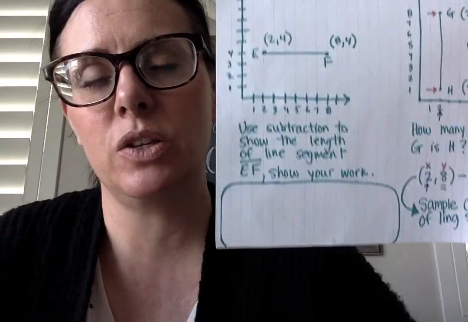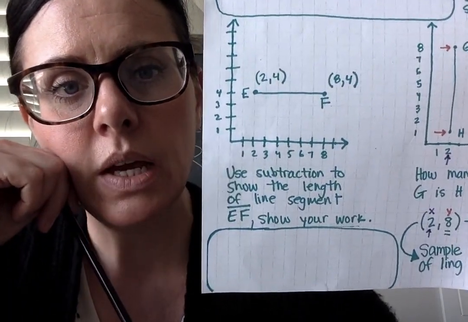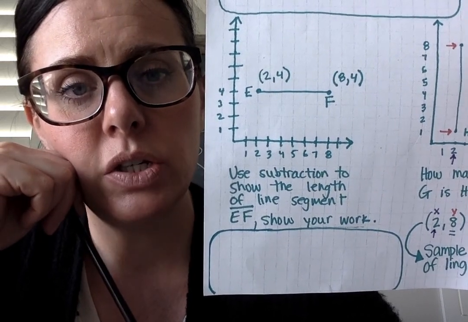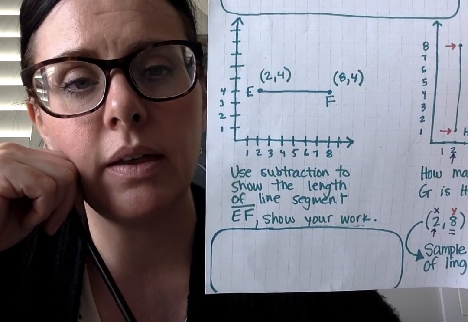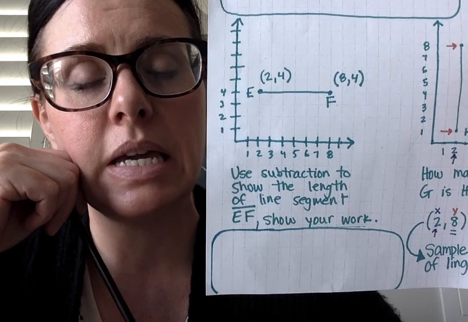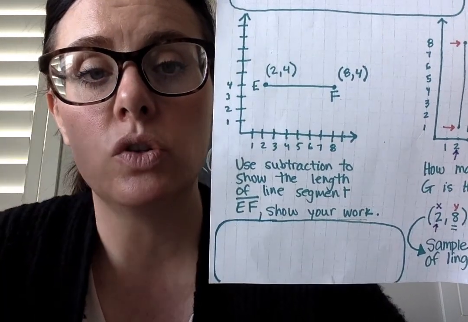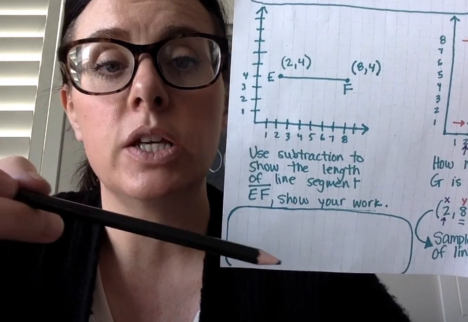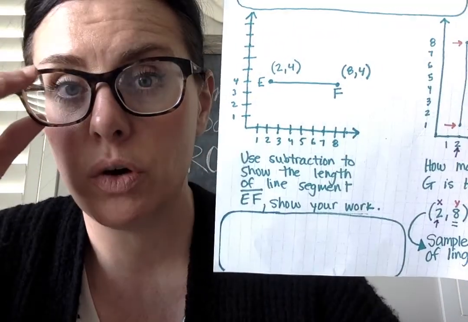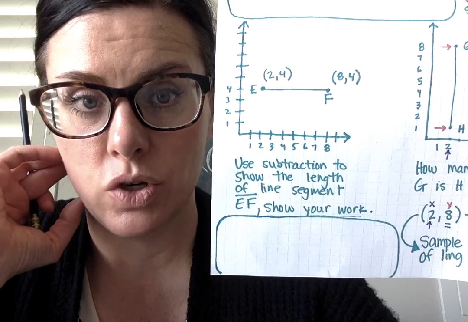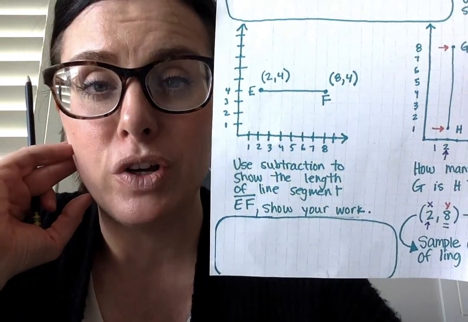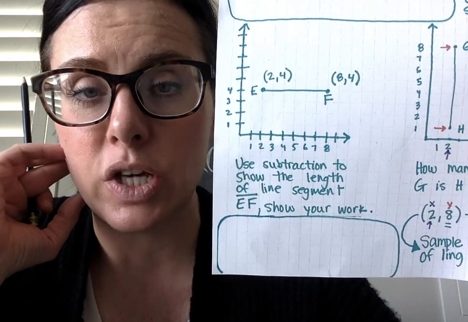Okay, now let's scoot down to this one. Use subtraction to show the length of the line segment EF. Here's our line segment. I want you to try this one. Ooh, it says to show your work. So you better show your subtraction equation. I want you to try this one on your own. Pause the video and check back with me.